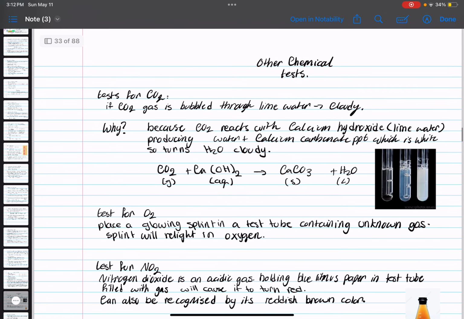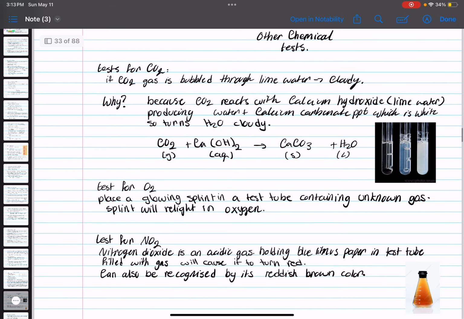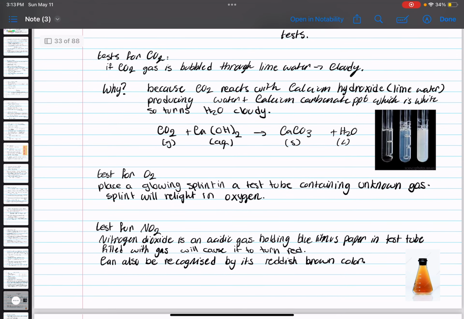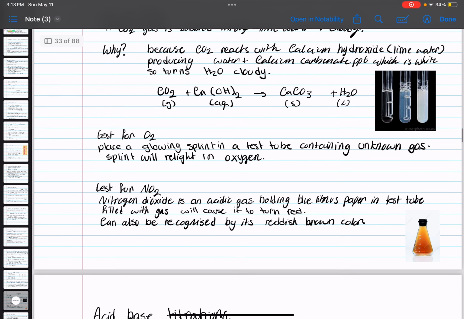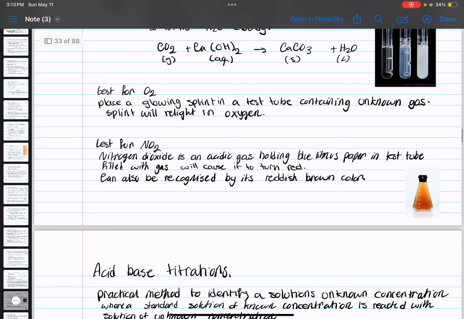So we have other chemical tests, such as the test for CO2, which is to bubble it through lime water. If it turns cloudy, it's because it makes a white precipitate, calcium carbonate, which mixes with water and makes it cloudy. And then we have the test for O2, which is a glowing splint test where you put the splint in an unknown gas, and if it relights, it's oxygen.